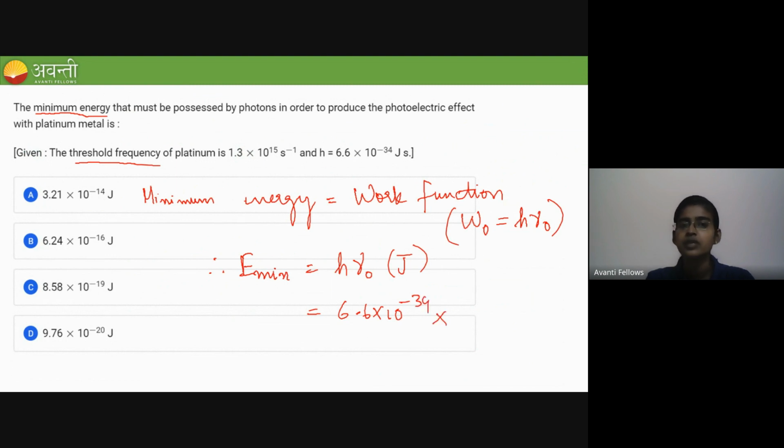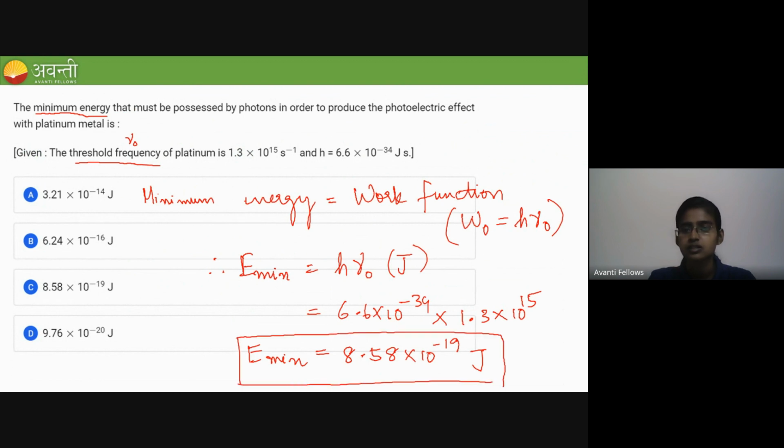And the threshold frequency, the minimum frequency nu naught, is 1.3 into 10 power 15 per second. If we solve this, we get 8.58 into 10 to the power minus 19 joule as the minimum energy value for this system. So it is given in option C. It is just direct substitution. Minimum energy is nothing but h nu naught. You multiply h and nu, you get E, E is equal to h nu, so that relation we are using. So option C is the correct answer for this question.